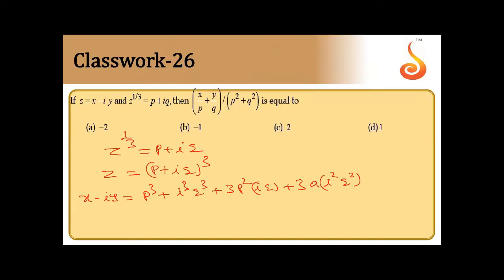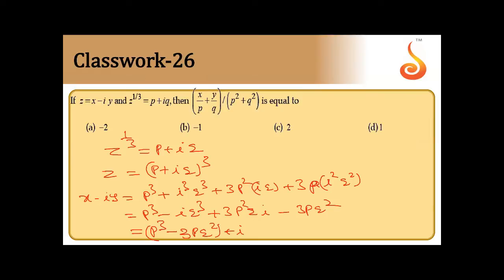So you can use the formula for (a + b) cube, that is a cube + b cube + 3a square b + 3ab square. So now here, (p - iq) cube is p cube minus i q cube, plus 3p square q i. Here i square is minus 1, so 3p q square. Now separate real part and imaginary part.